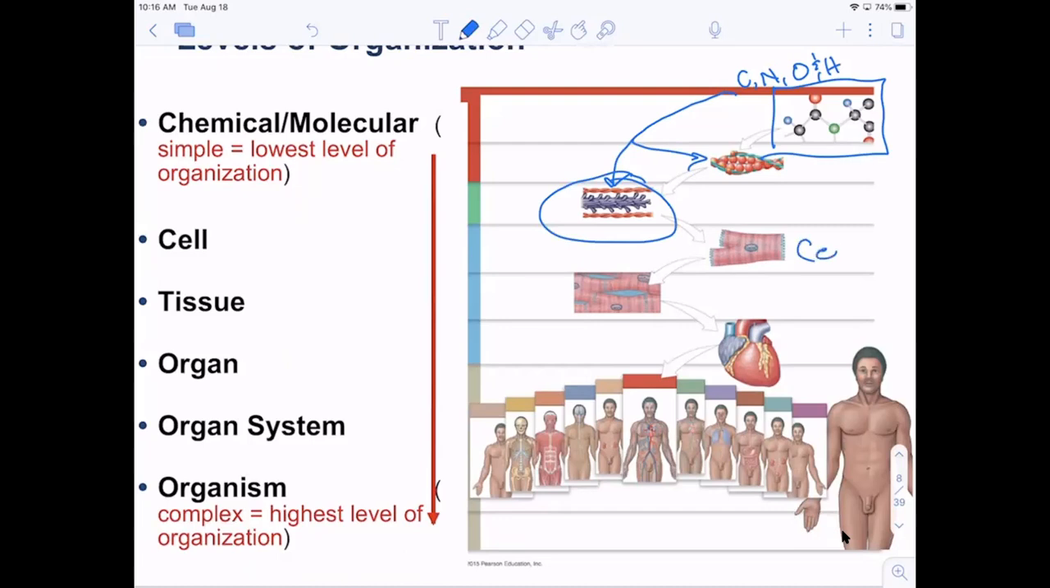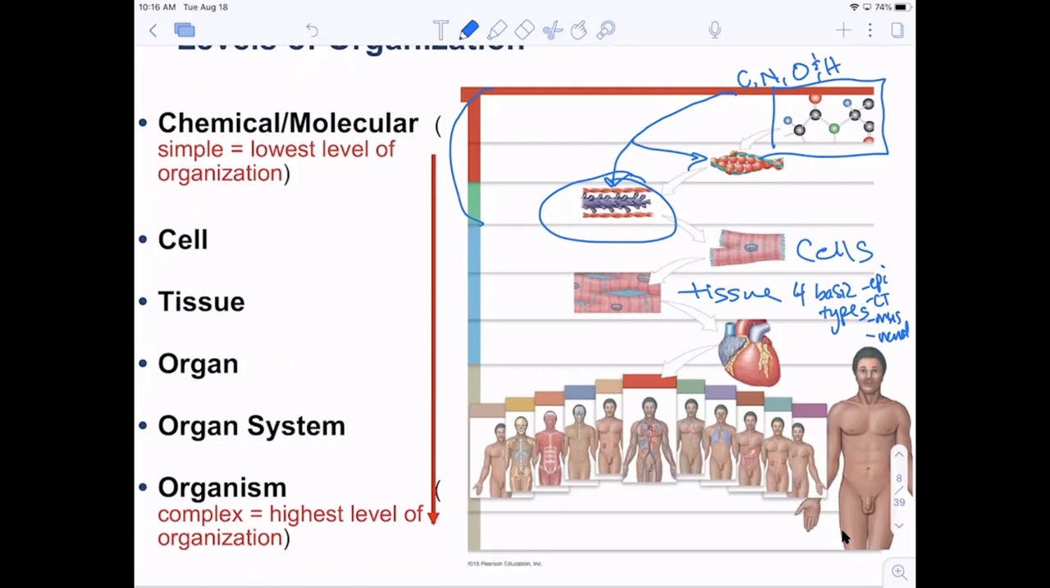And here's the level of the cells, right? And this is the chemical molecule level. So cells, when they are next to each other and performing a certain function in an area, we then refer to it as a tissue. So tissues are groups of cells performing a function. Now, there are 4 primary tissue types, 4 basic tissue types, and those are epithelial, connective tissue, muscle, and neural. And we'll talk about that when we get to tissues.